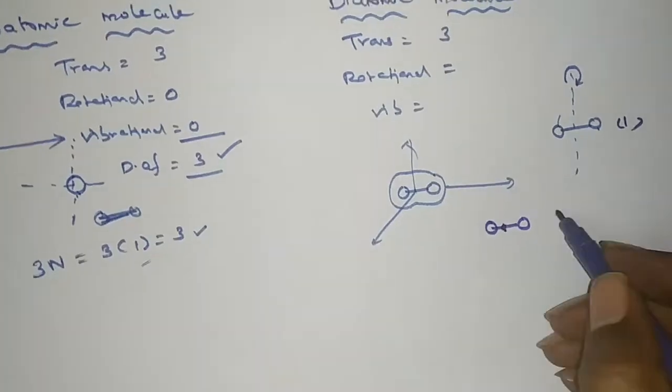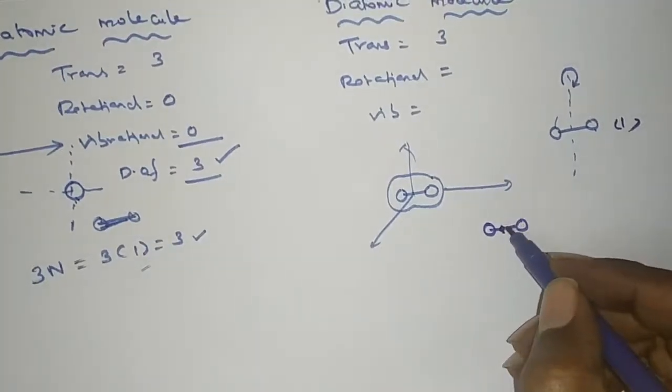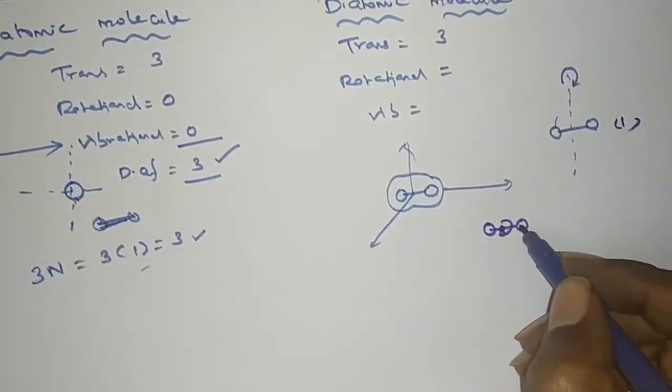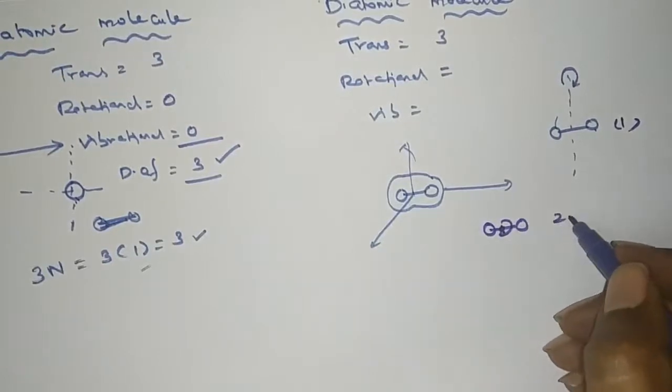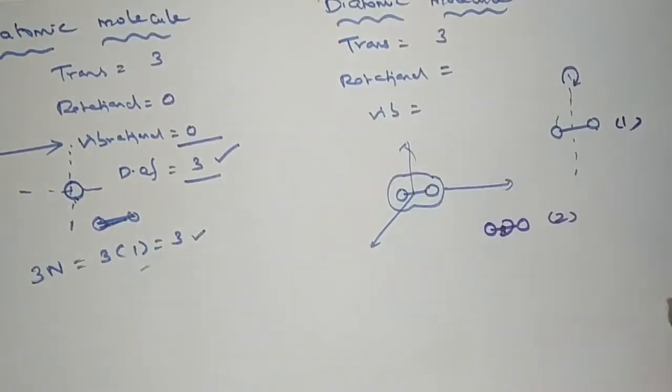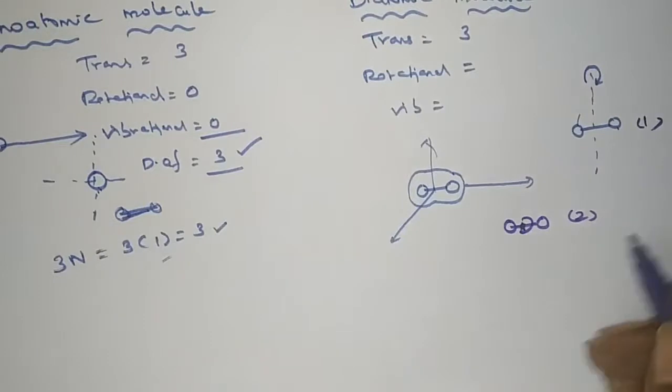Okay, so again I got, so this is my axis and I rotate like this. So here also rotation takes place. Now I have got 2 rotational motions. And what about this situation?